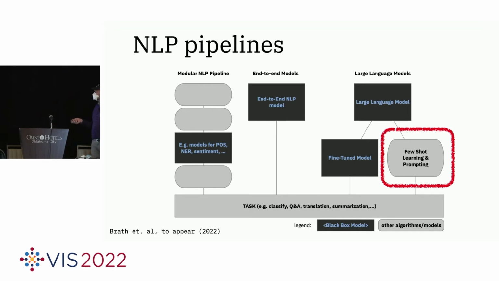So what the NLP community found out is that there's a third way. You can use a large language model and use what is called prompting or zero-shot learning, or however you want to name that. I will show you how this works. And it's actually much simpler than you can imagine.